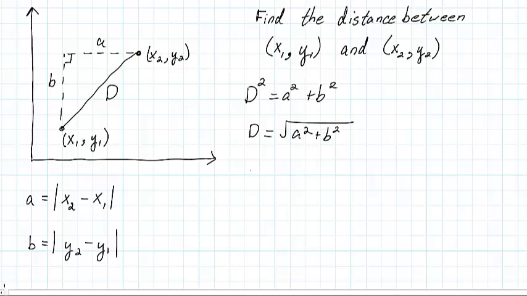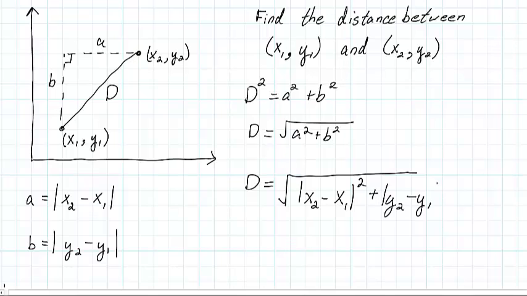So when we plug this into the formula, we get D equals the square root of the absolute value of x2 minus x1 squared plus the absolute value of y2 minus y1 squared. And of course, since we're squaring these guys, the absolute value doesn't matter because what we get out is going to be a positive number anyway.